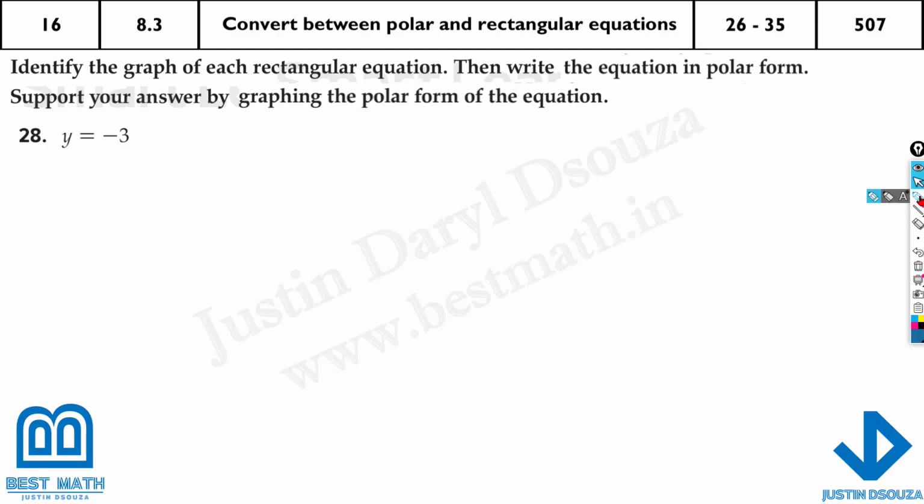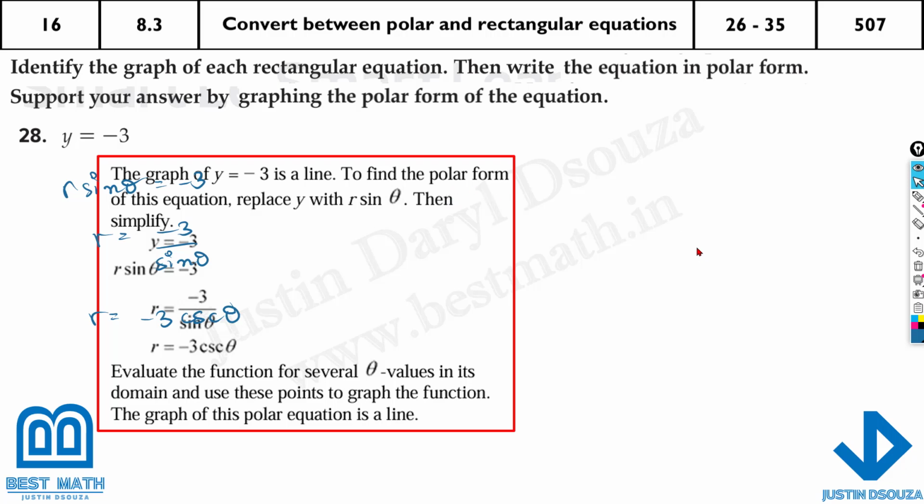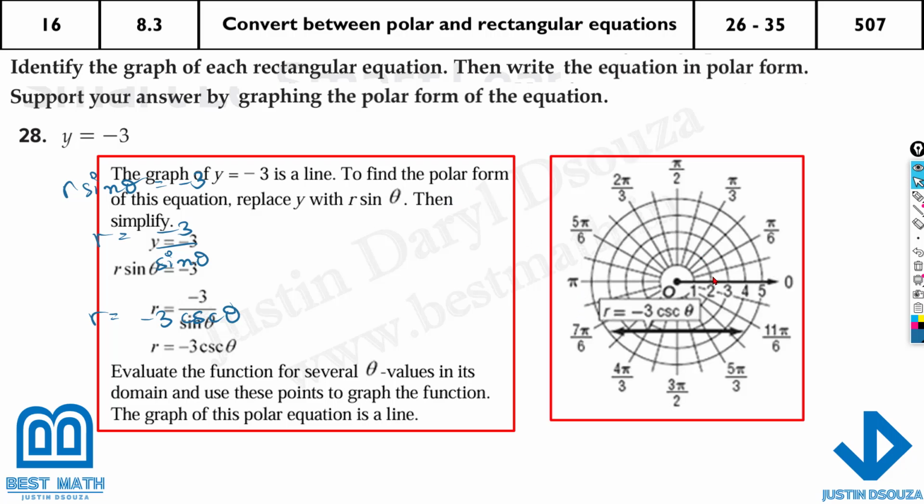Now let's solve this one over here. What is y? It is r sine theta. That is equal to minus 3. Now what about r? r is equal to minus 3 divided by sine theta, and r will be equal to minus 3 cosecant theta, because 1 by sine is cosecant theta. So that will be the final answer. And then make sure you do the table and graph it. But look at this. y is minus 3. Draw a straight line here at 1, 2, 3, minus 3. That's it.